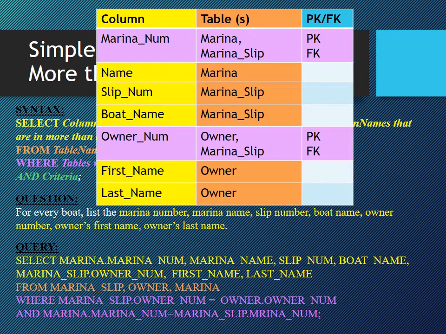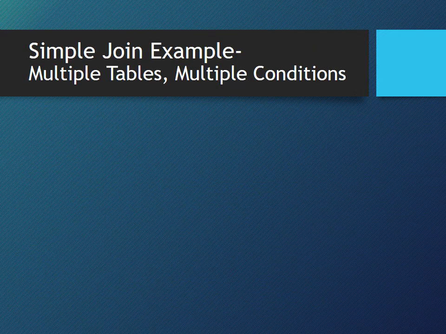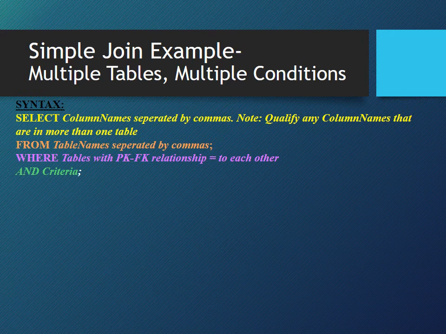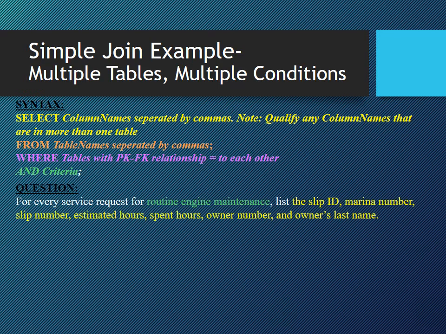I am now going to show you an example of a simple join with multiple tables and multiple conditions. Once again, the syntax is the same as in the previous example with two tables. Let's look at our question. For every service request for routine engine maintenance, list the slip ID, marina number, slip number, estimated hours, spent hours, owner number, and owner's last name.